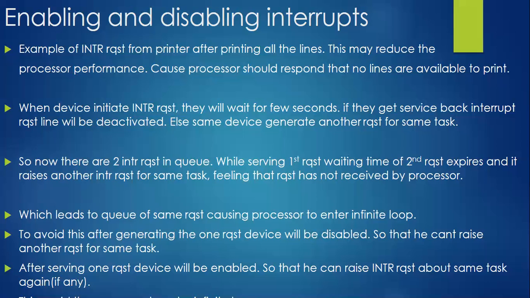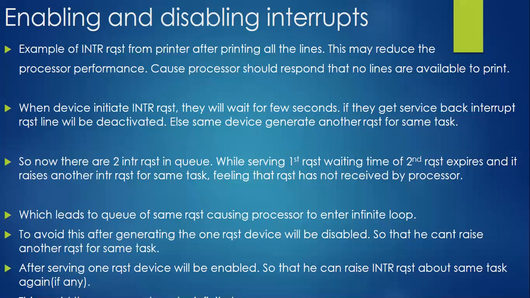If that waiting time expires, the device will feel that the request which has been sent to the processor has not been received by the processor. Because of that, the device will raise another interrupt request for the same task. Remember, for the same task, it will raise a second request. The processor is busy with some other task and has not provided a service for the first task, right? The first request is pending. Later, due to the expiry of the interrupt request waiting time, the device has raised a second request for the same task. Now how many requests are available? Two requests are available. So that is what the third point states. Now there are two interrupt requests in the queue. While serving the first request, observe it carefully.